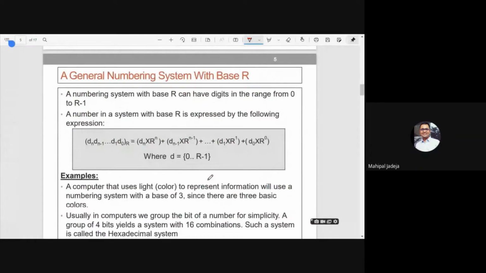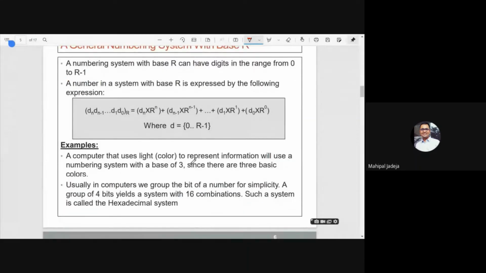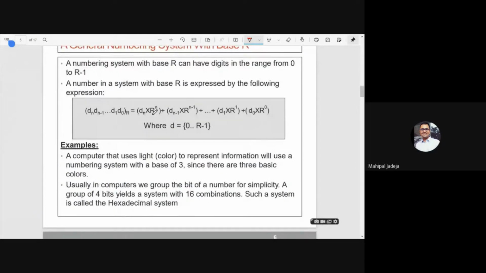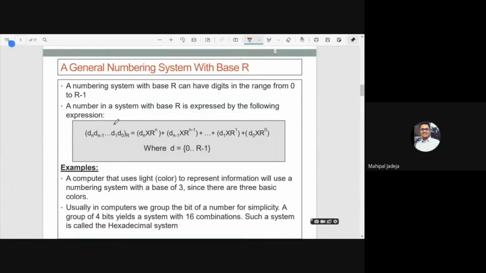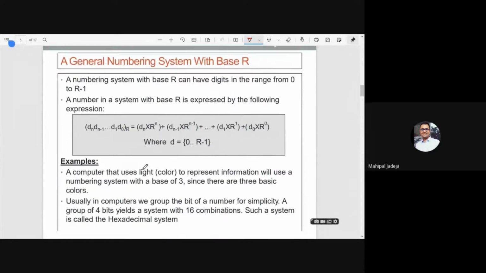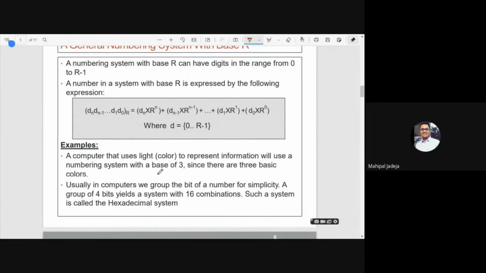Now, in general, we can extend our definition. Let's say we are talking about base system R, then this will be the notion, right? If we want to convert any base system R to, let's say, base system 10, then we are going to use this particular expression. For example, whenever we talk about a color system, let's say a number system with base 3, then only 3 basic colors will be used, corresponding to 0, 1, 2, right? So then we can talk about base system 3. Similarly, we can talk about base system 16 also, where 16 different combinations are possible, right? And that system is called the hexadecimal system.